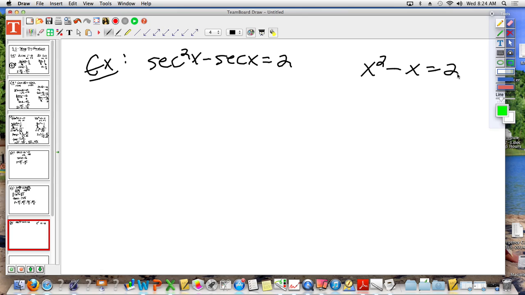x squared minus x is 2. Yeah, x could be 2, but it could be something else too. So yeah, you're right. If you put a 2 in here and square it, what's 2 squared? 4. 4 minus 2 is 2, which is what we wanted. But what if you put a negative 2 in for that x? Negative 2 squared is 4.